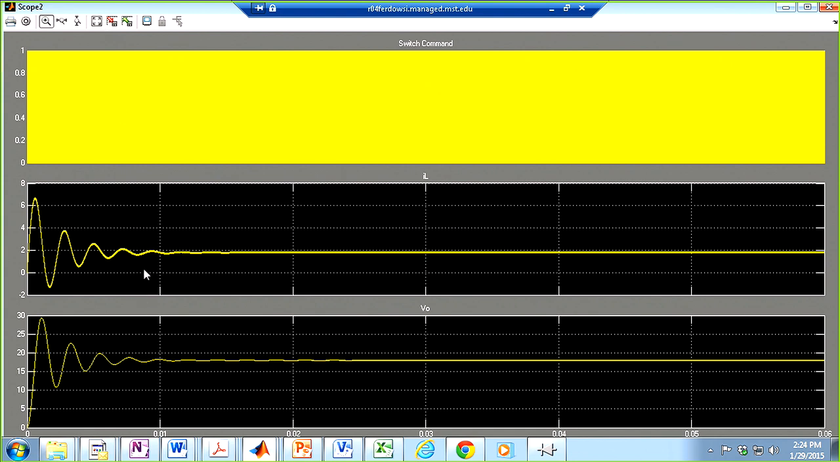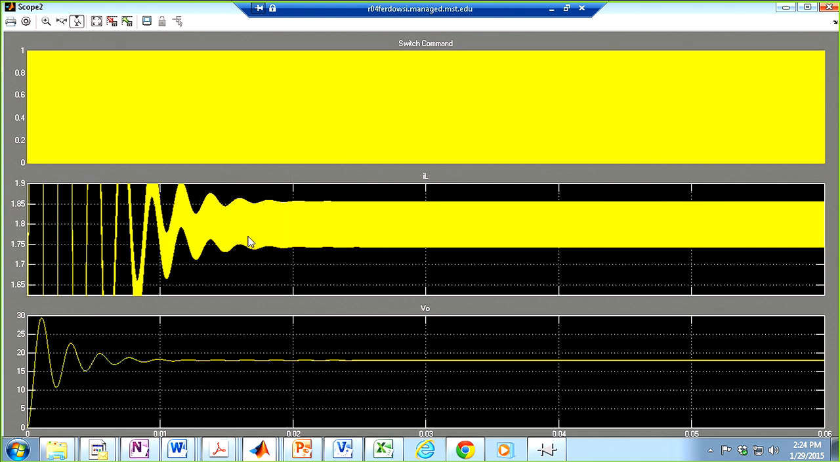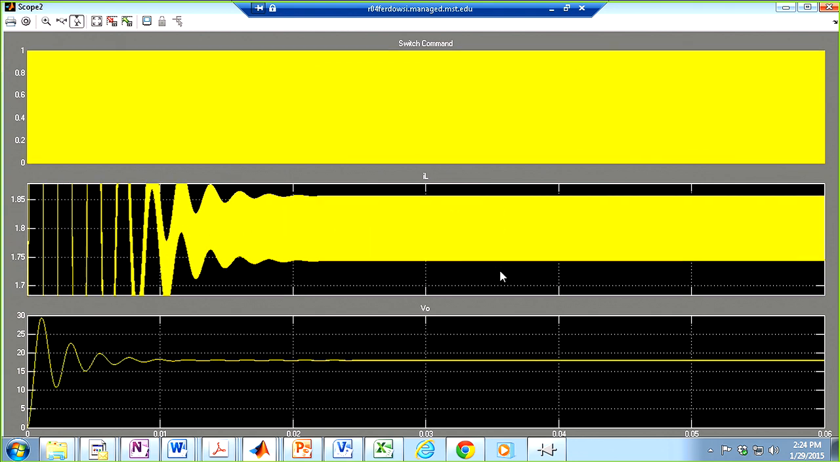You can obviously see that the ripple is getting smaller. The peak-to-peak ripple of the inductor current is getting smaller. You can see it's much closer. The peak value is only 1.85. Before it was much larger than that. Obviously that makes sense. The larger the value of the inductor, the smaller the peak-to-peak ripple of the inductor current.